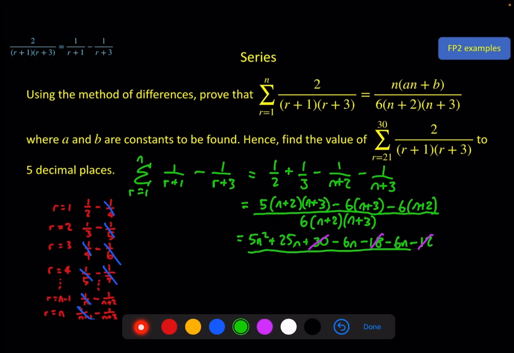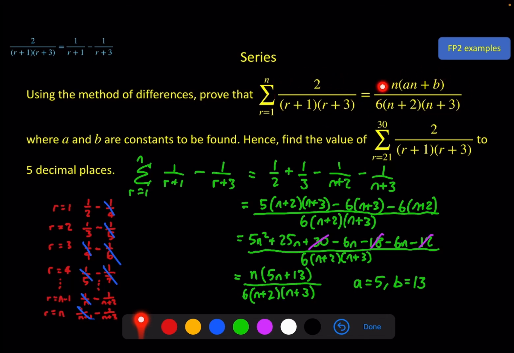giving us that over this. And then 25n minus the 12n here gives us 13n, and we can take out the n as a common factor, giving us 5n plus 13 all over these 2 here, and the 6, where a is seen to be 5 and b is seen to be 13. And now we know that this thing is equal to this thing with these 2 constants in place. We need to use that now to find the value of this. But that's all of the work on the method of differences here on this page.